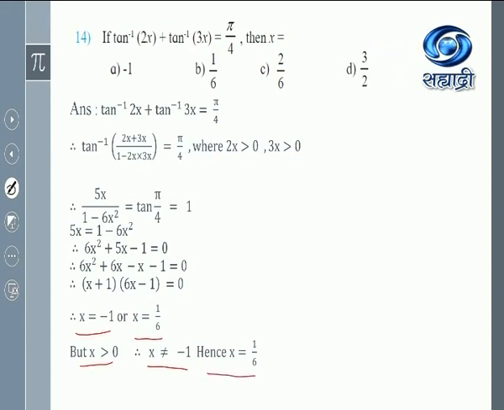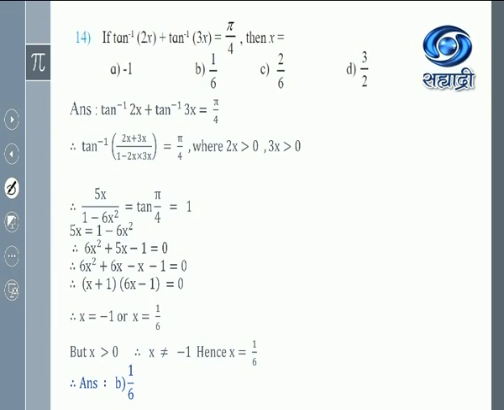Hence, x is equal to 1 upon 6. Why do we assume x greater than 0? Because in the formula, both 2x and 3x must be greater than 0. In the original formula, tan inverse x plus tan inverse y, x and y both are positive. Therefore, we have this condition. So, the answer we got is x is equal to 1 upon 6, which is option B. Are you getting it?